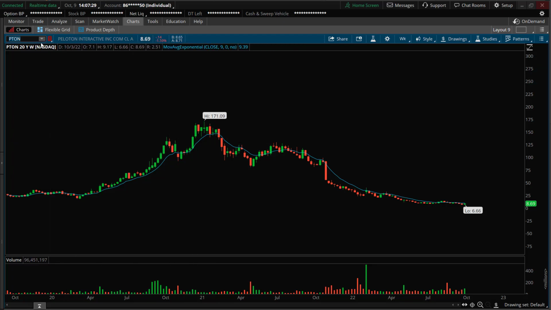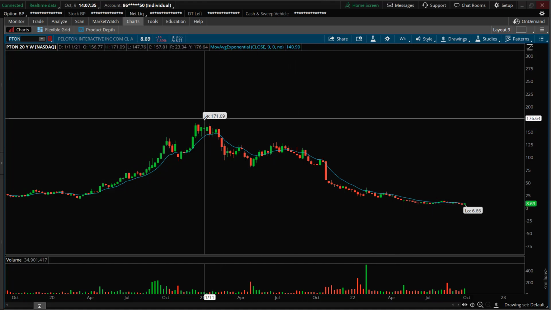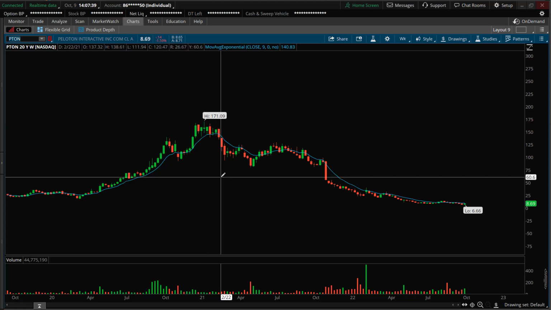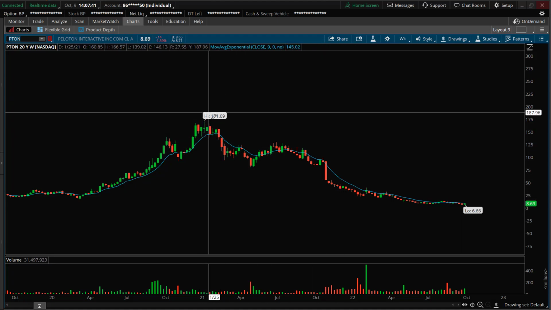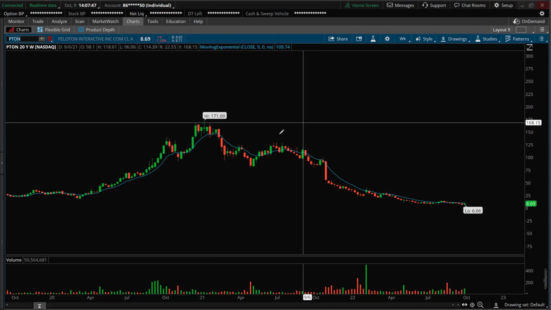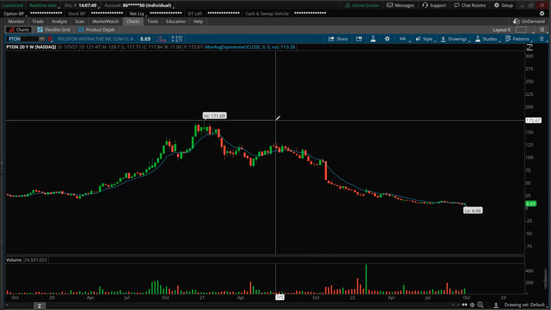So you'll see right here with PTON, it's currently trading at $8.69 with a previous all-time high of $171. So not doing so hot, but you'll see here when you're looking at areas of support and resistance, you want to connect as many peaks and valleys as possible, those support and resistance levels.